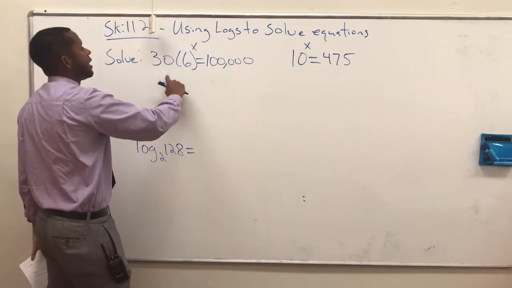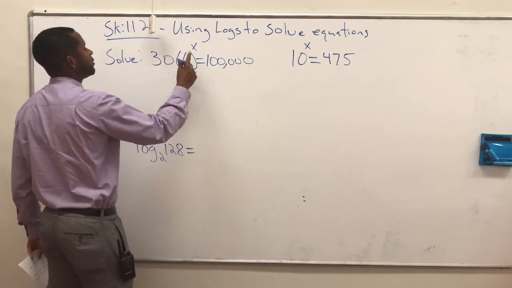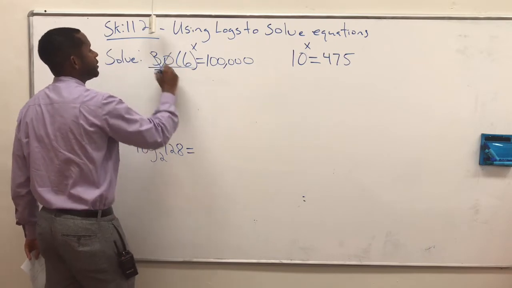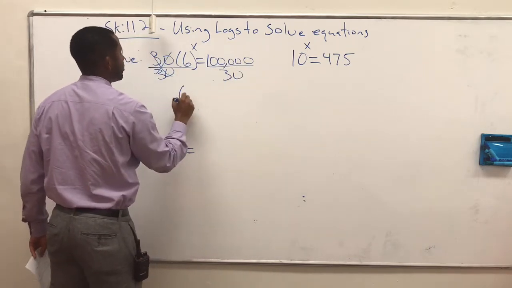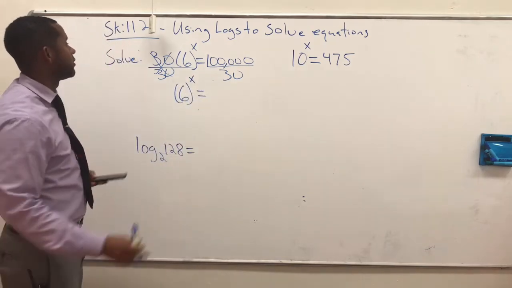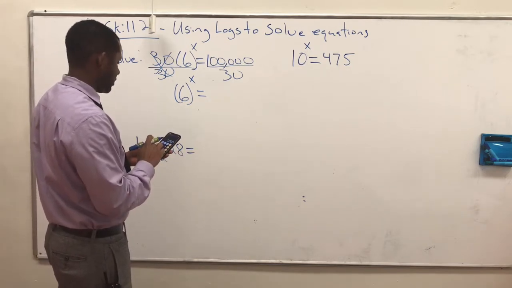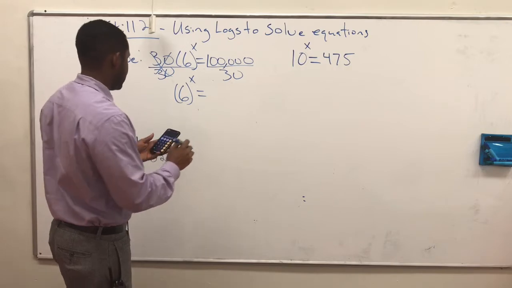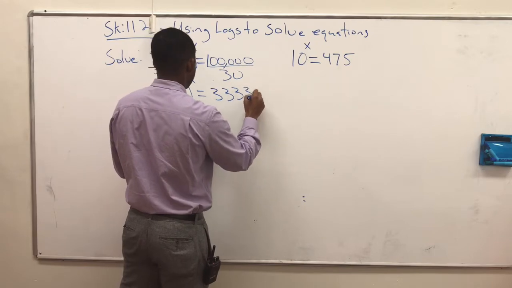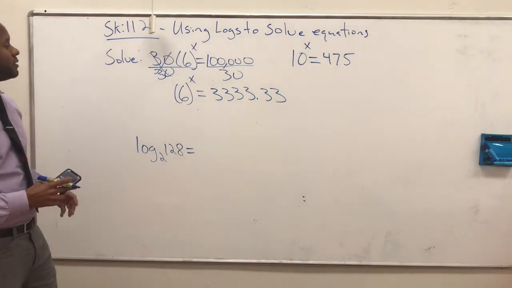So you're saying, okay, I need to solve this thing. It's an equation. So the first thing I'm going to do is isolate the base with the exponent. So I'm going to divide by 30, and I'm going to divide by 30. So I end up with 6 to the x equals whatever 100,000 divided by 30 is. What's that? 100,000 divided by 30 is 3333.33. Okay? The third of it. It's basically divided by 3.